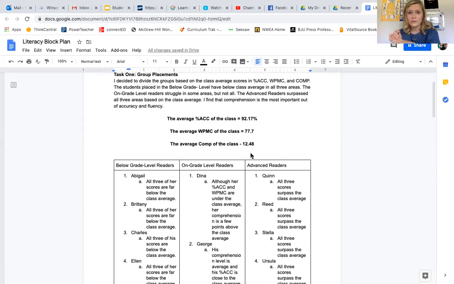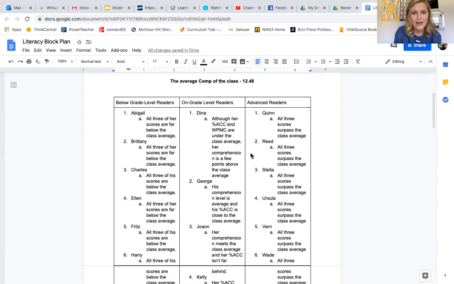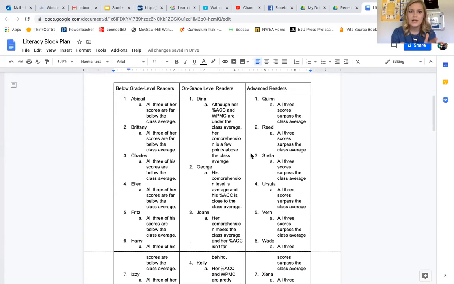And then if they are at the on level grade, that means they were still struggling in some areas, but not all of them. And if they were in advanced reader, they were above in everything. So basically, I have the students in each of the three categories, and then the reasoning why I placed them. Obviously, for the below level, the reason is that all three of their scores were below. And for the advanced, it's the same reason, but all three scores were above.